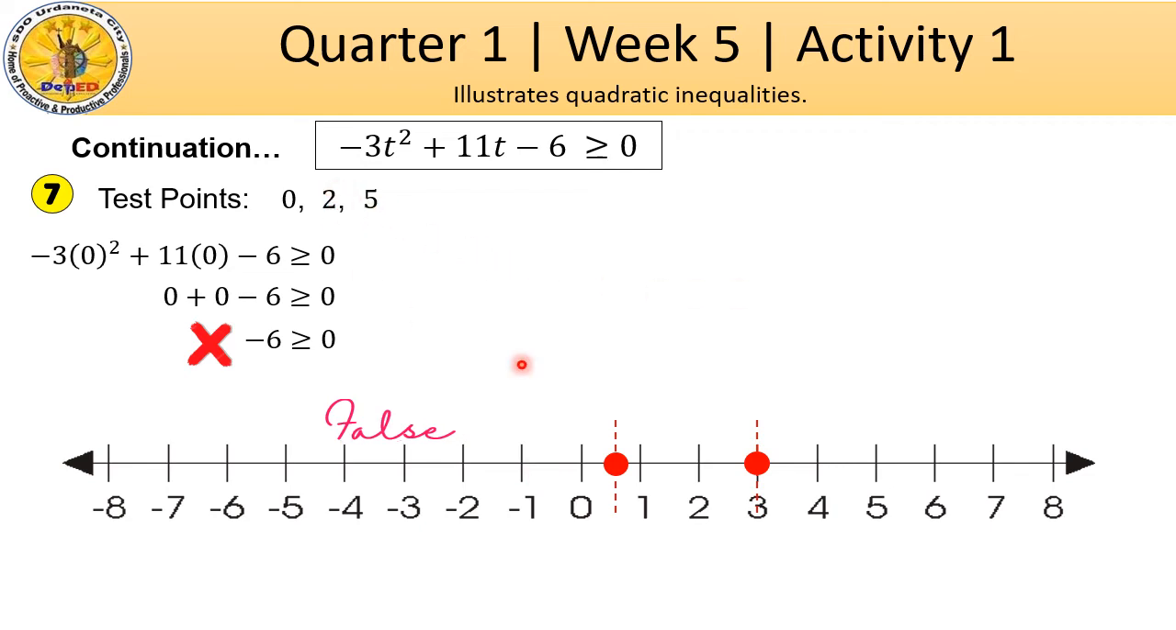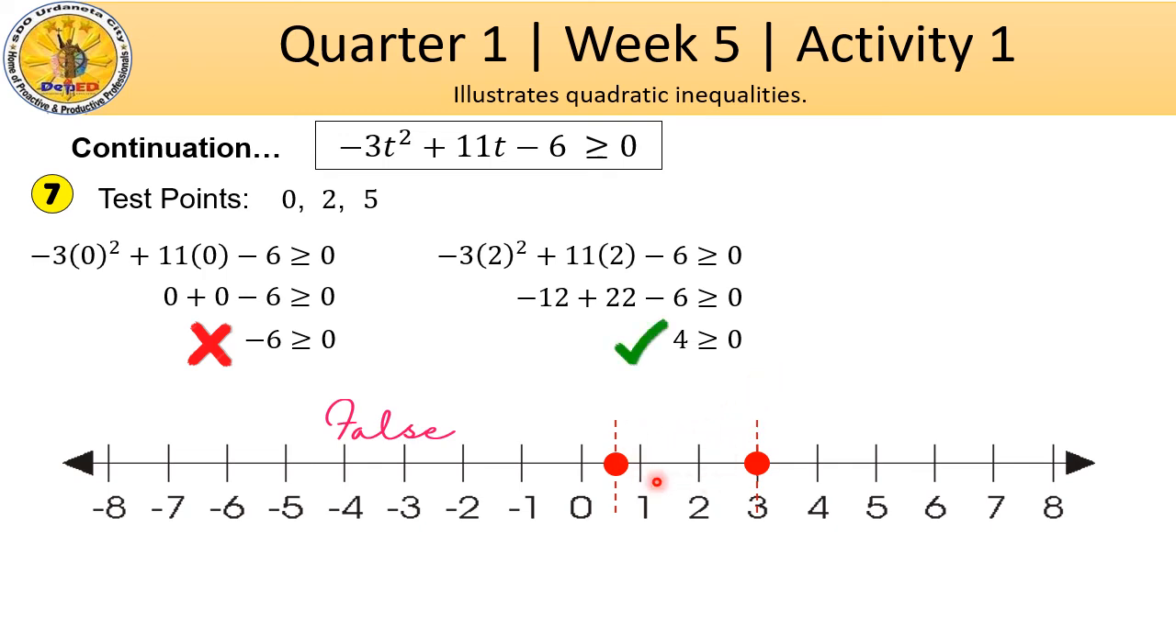Next test point is 2 from this region. So let's substitute 2 to our inequality by changing all the variables to 2. And then, negative 3 times 2 squared. By the way, 2 squared is 4. So, negative 3 times 4, the answer is negative 12. And then, 11 times 2 is 22. And then, we copy this. And then, negative 12 plus 22 minus 6, the answer is 4. And then, copy greater than or equal to 0. So, is 4 greater than or equal to 0? The answer is yes. Therefore, this region is true or part of the solution.